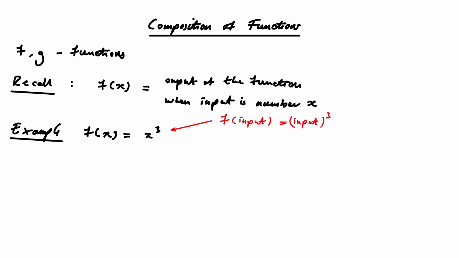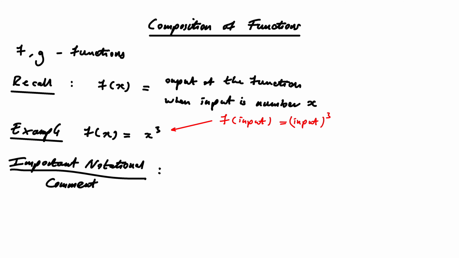And we could really use any symbol at all for it. We could use y, we could choose z, we could choose anything. We could choose a Christmas tree symbol if we wanted, as long as we knew it represented a number in the domain. So this is an important thing to be aware of in terms of the notation. Here's an important notational comment.